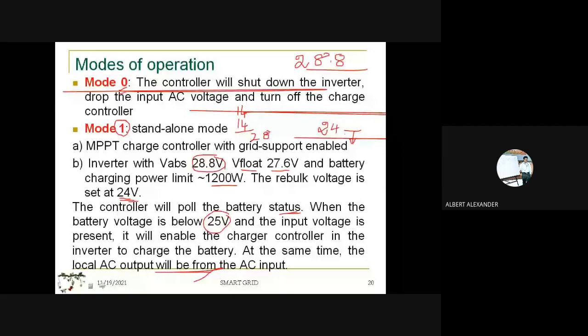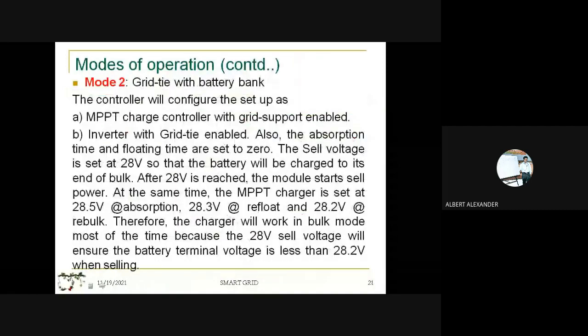So the charge controller is giving the command to the battery. We know that the charge controller is a device which is used to control the battery and prevent the battery from overcharging and over-discharging. So my commands will be given to the charge controller, and the charge controller will communicate to the battery whether to charge or not. Okay, so that kind of thing is available in standalone mode, but we are interested only in the grid tied mode. Okay, so mode 2 speaks about the grid tie mode with the battery bank.